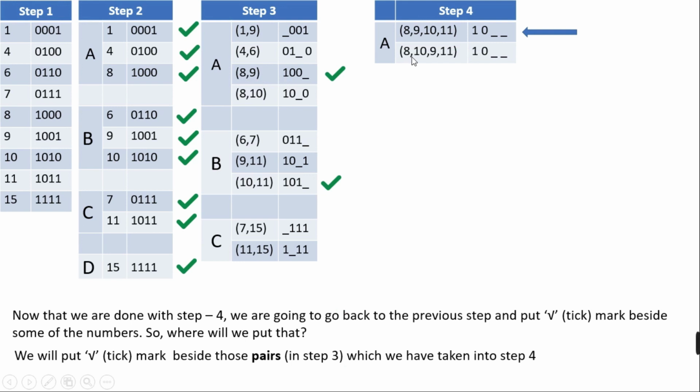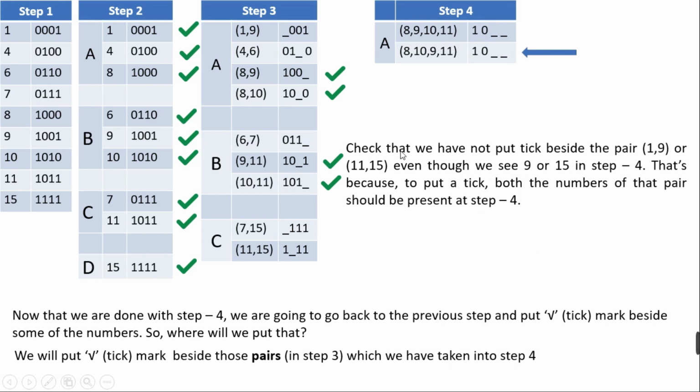The next one says 8, 10, 9, 11. So we're going to go back to step 3 and put tick marks on the pairs 8, 10 and 9, 11. Alright, so we just put tick marks beside those pairs which we have actually taken into step 4. This is how the tick marks are placed.